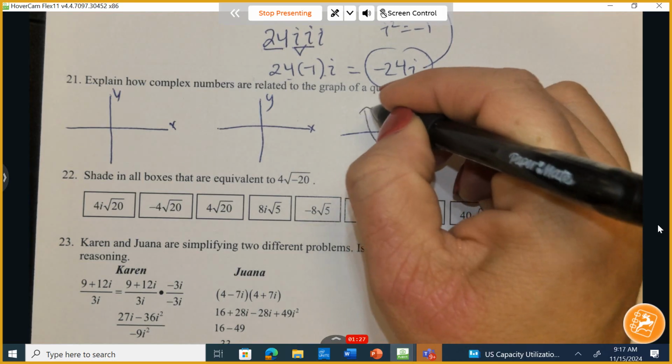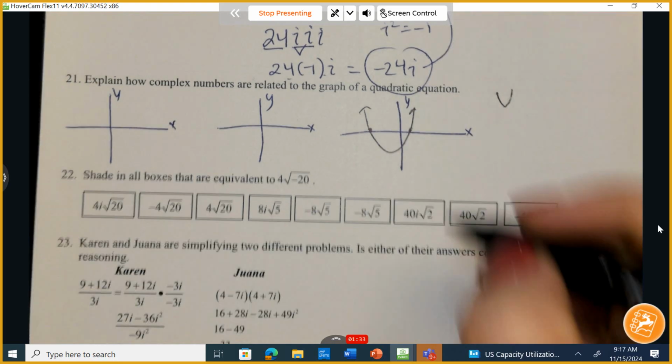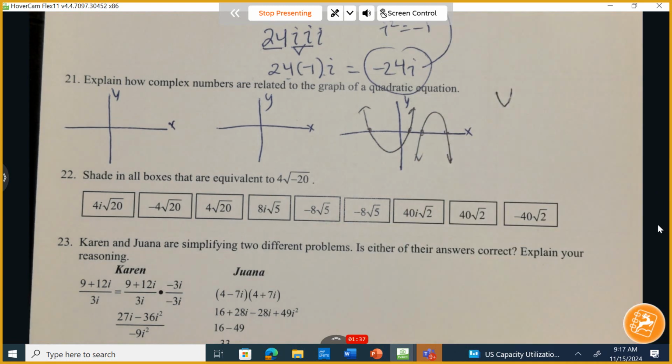It may be a parabola that is opening upwards, but it has to cross the x-axis in 2 places. Or maybe it's a parabola that opens downwards, but once again, it has to cross the x-axis in 2 places. It has 2 solutions, and they're both real. We are able to identify real solutions by where our graph crosses the x-axis.